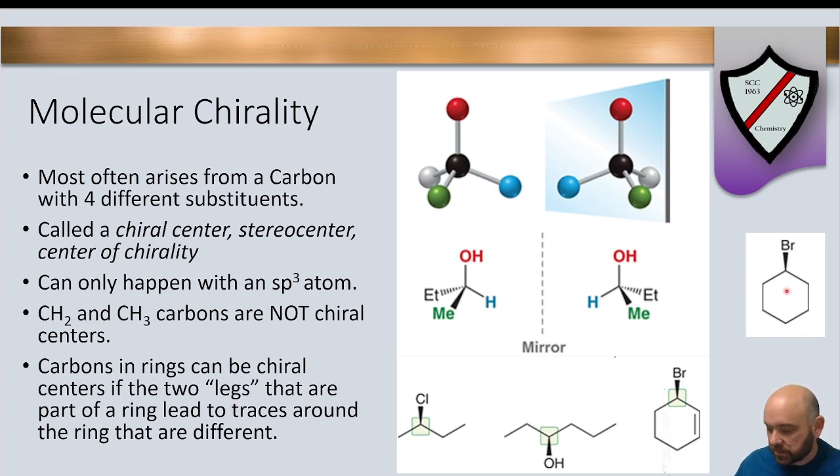We do have an example of a non-chiral ring here. You might be tempted to think this carbon here is chiral, but if we trace around the ring for each leg, we find that the trace around the ring, because there's no substituents on that ring, is exactly the same for both of those legs. So that's like having 2 of the exact same substituent on that carbon. So that is not a chiral carbon in this example here.